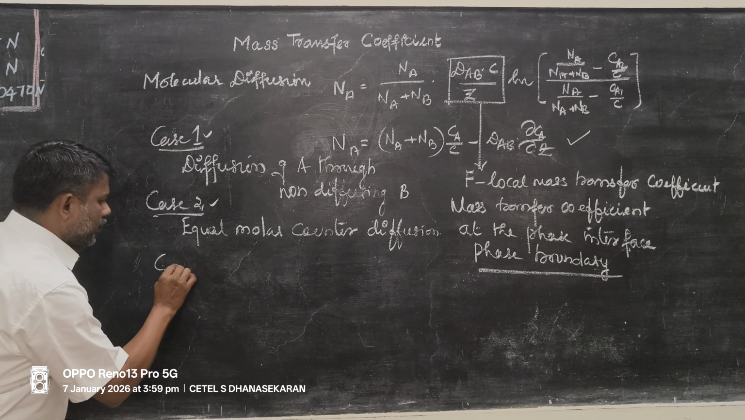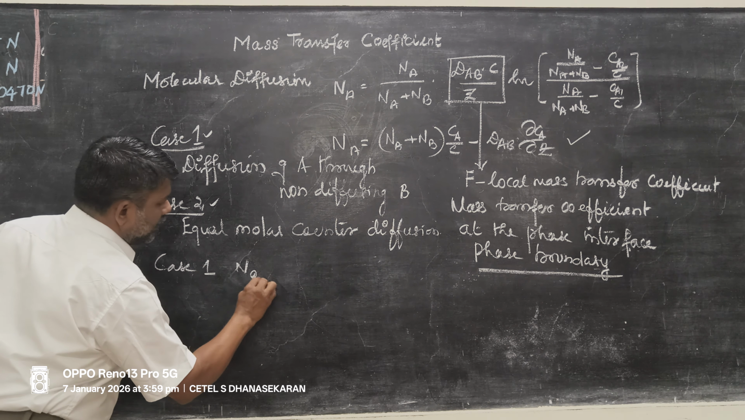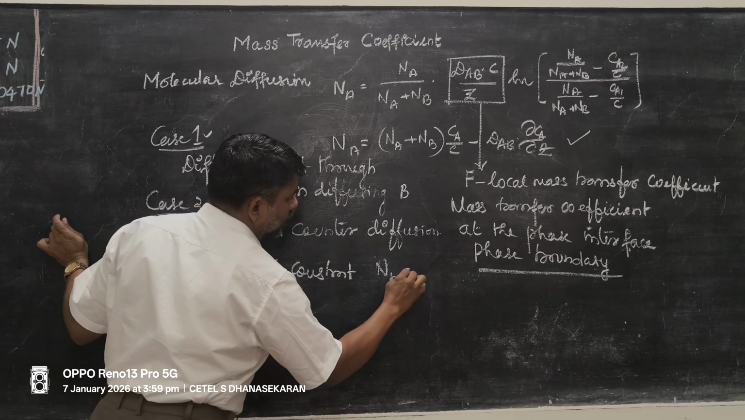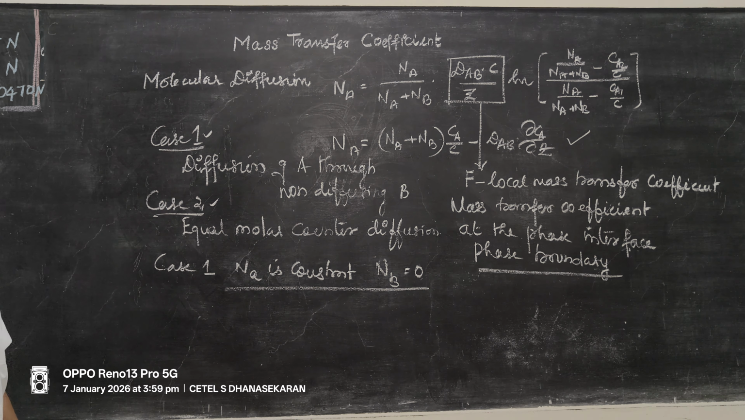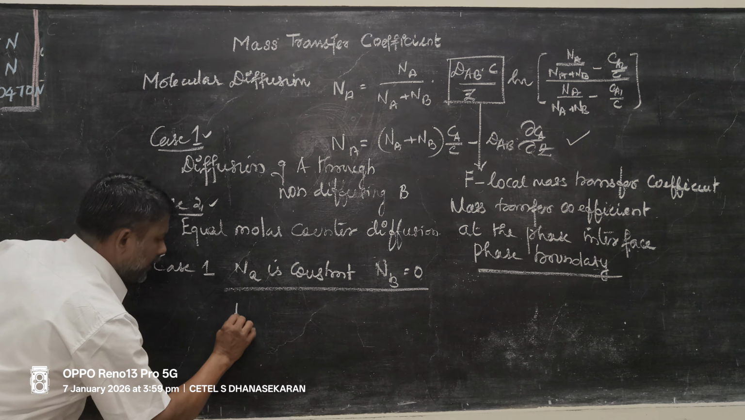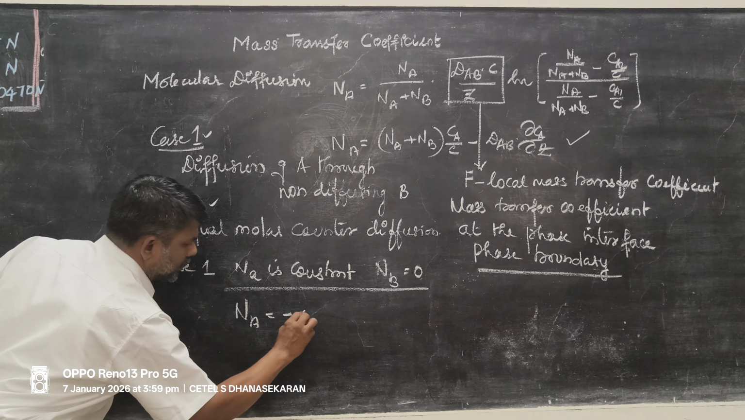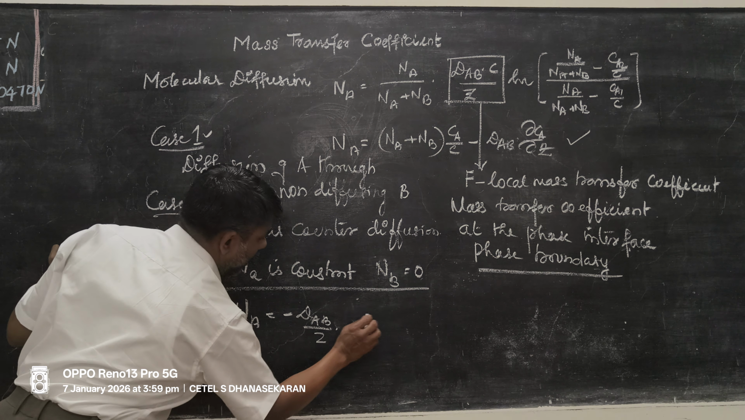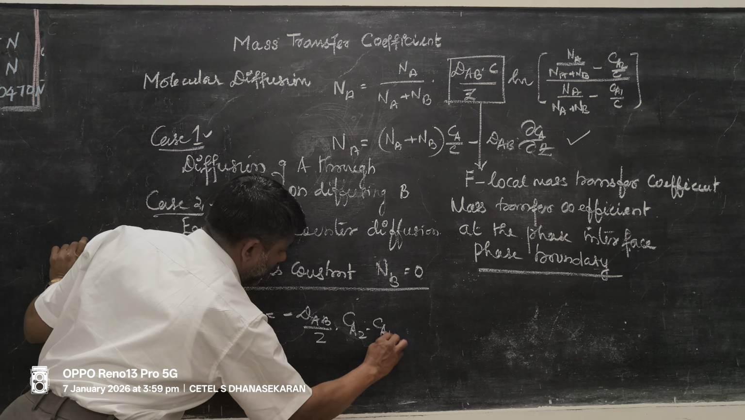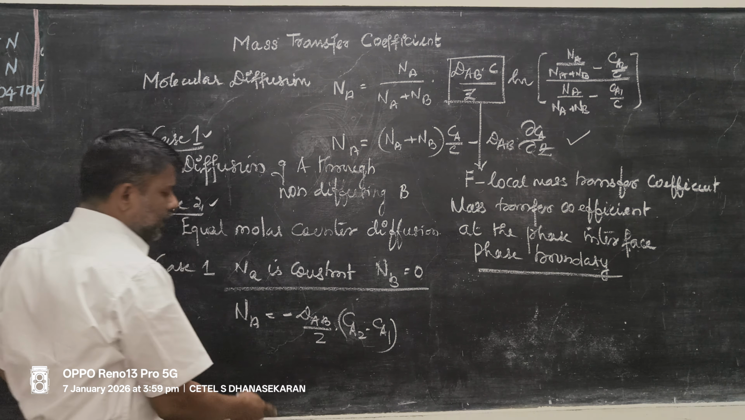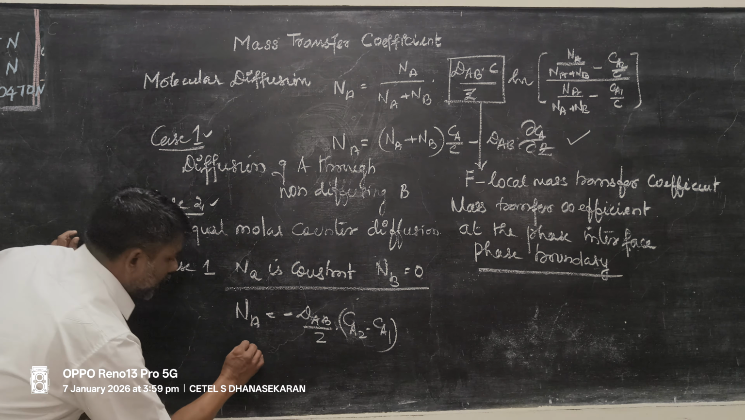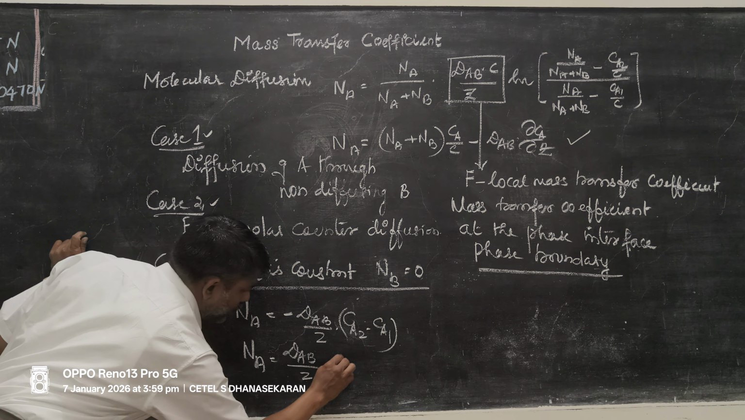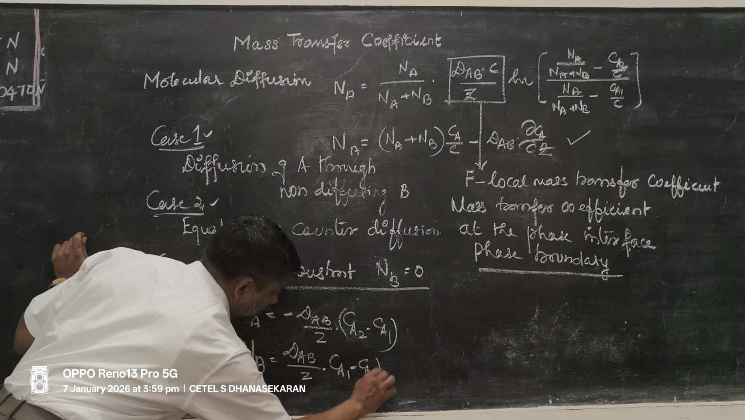For case 1, NA is constant and NB is equal to 0. This equation becomes NA is equal to minus DAB divided by Z into dCA, or CA2 minus CA1. This can be rearranged: NA is equal to DAB divided by Z into CA1 minus CA2.